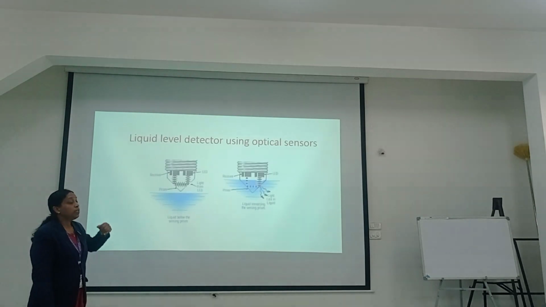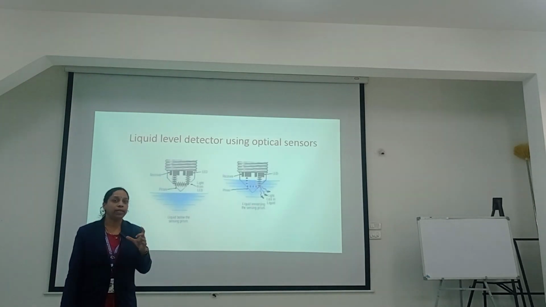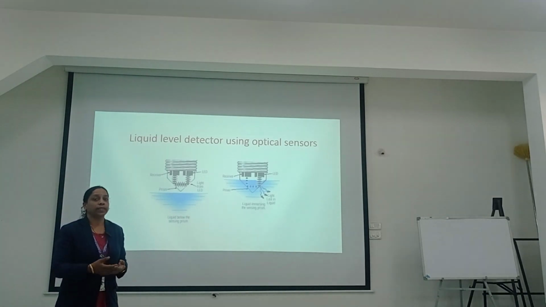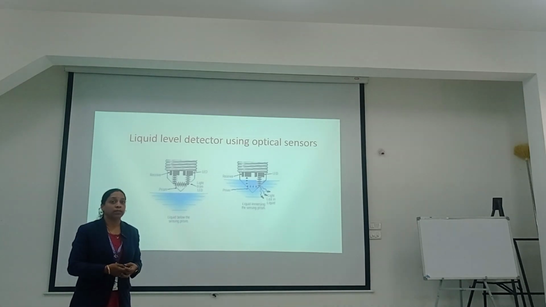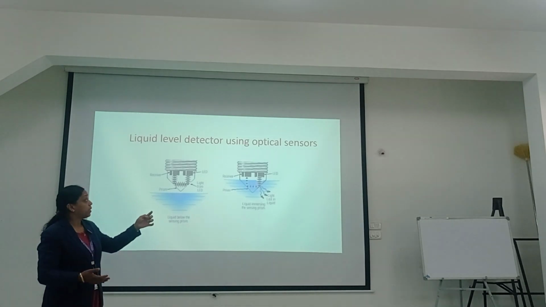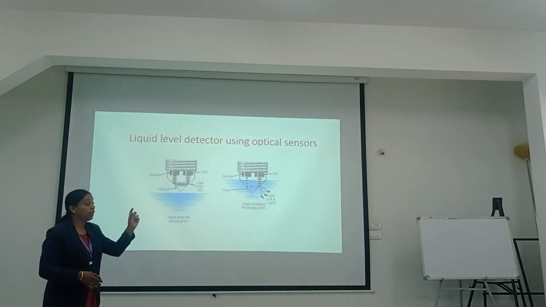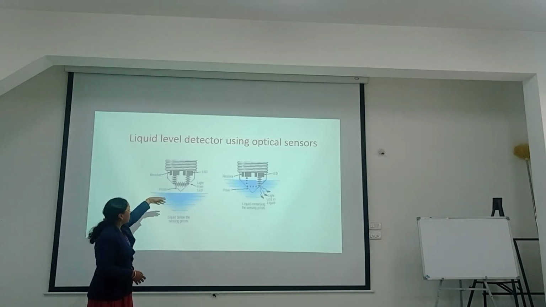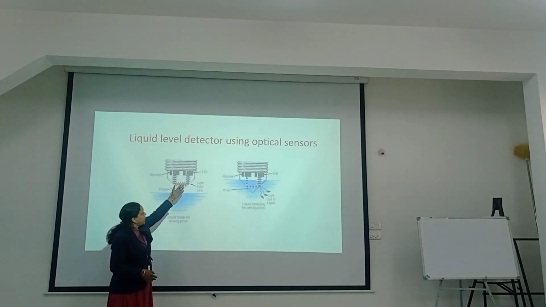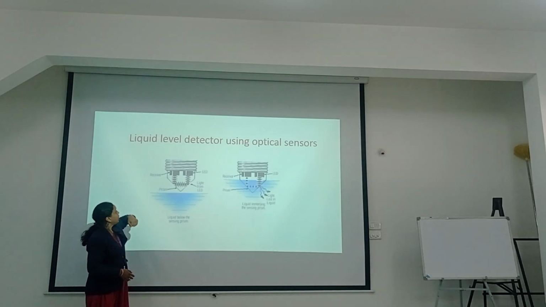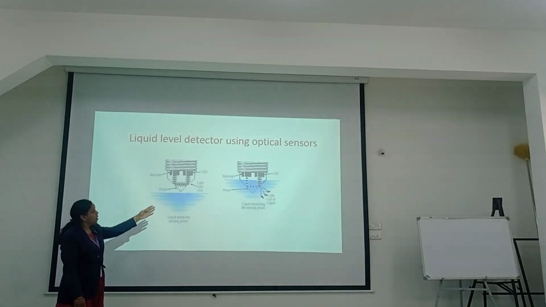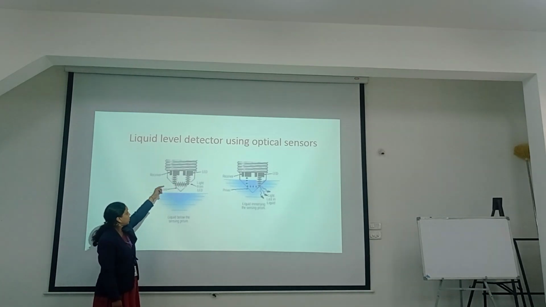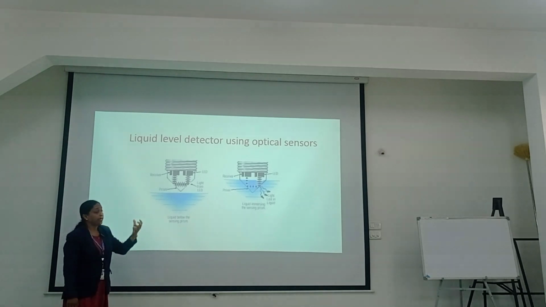it is also used for liquid level detection. It may be used in liquid level detection, like in industries, in power stations, thermal stations and all, where we require to check the liquid level. Here it consists of an LED, that is a light source, and at the other side you have a photodiode. The LED will be continuously sending the light to the other side, and the photodiode will be detecting the light.